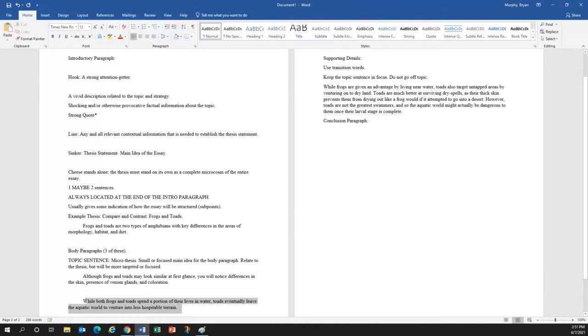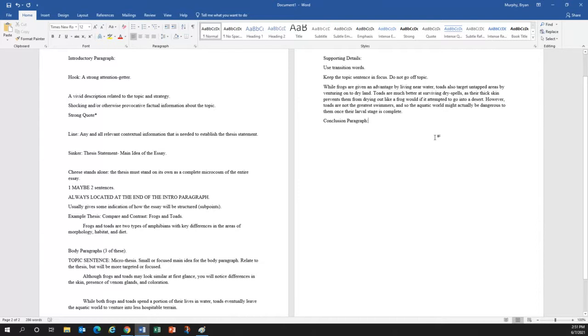While frogs and toads both spend a portion of their lives in water, toads eventually leave the aquatic world to venture into less hospitable terrain. While frogs are given an advantage by living near water, toads also target untapped areas by venturing onto dry land. Toads are much better at surviving dry spells, as their thick skin prevents them from drying out like a frog would if attempted to go into the desert. However, toads are not the greatest swimmers, and so the aquatic world might actually be dangerous to them once their larval stage is complete. So these are just supporting details, helping explain that topic sentence in a little more clarity, going into more detail, and also providing transitions like however to help with the flow of the paragraph.